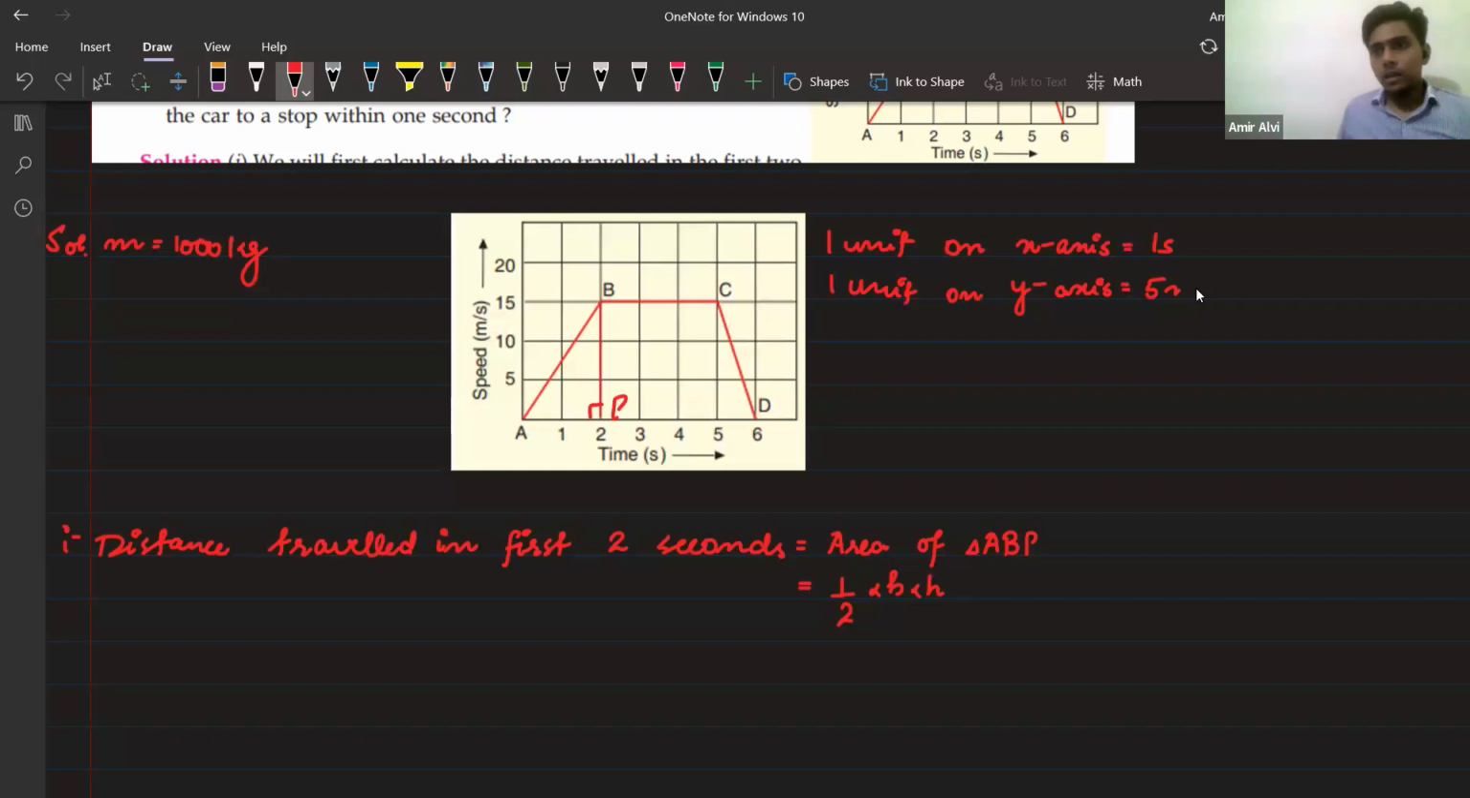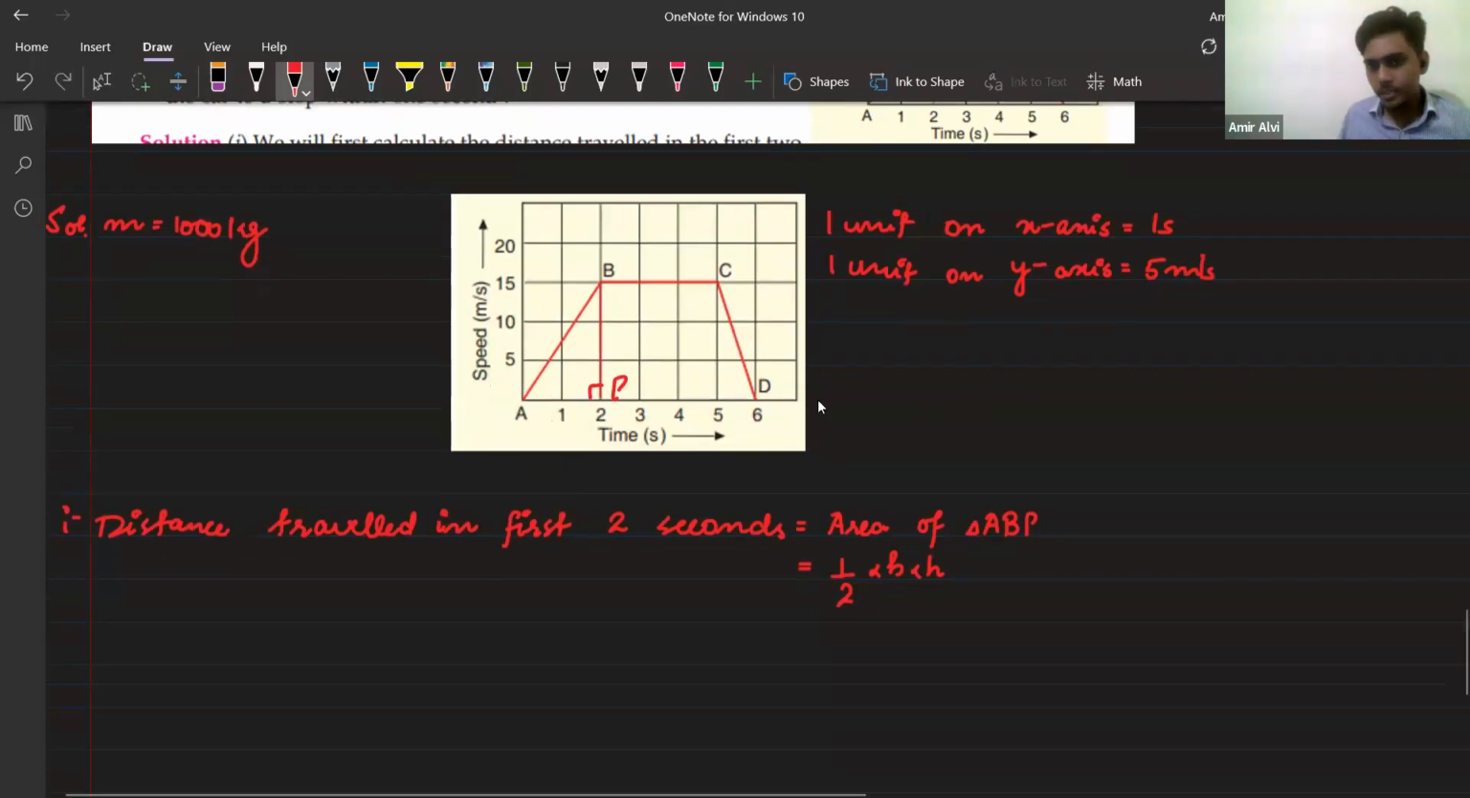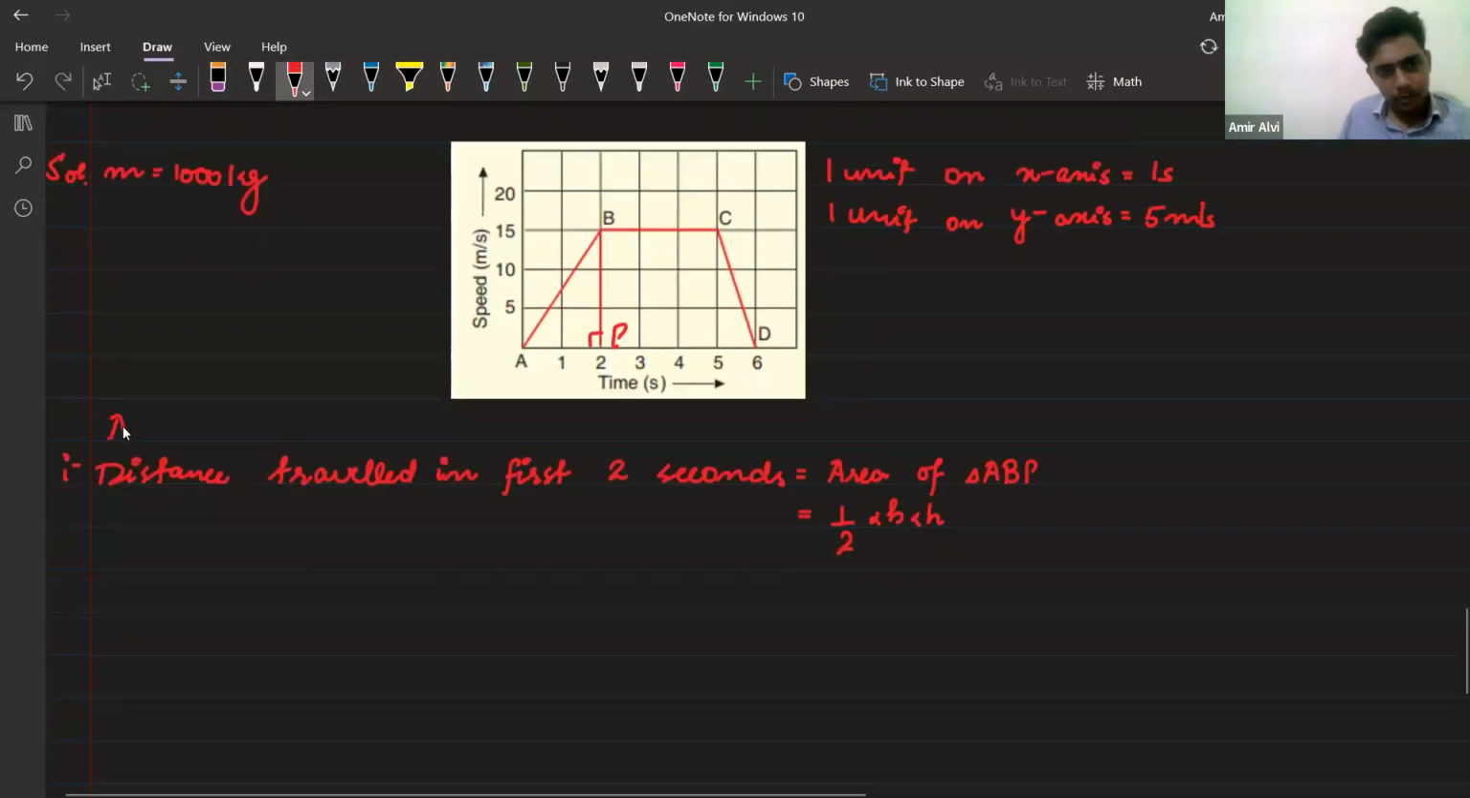Okay. So everyone, you can see this thing. AP is nothing but 2 seconds. AP is your base. Writing it here. AP is 2 seconds. And basically your PB or BP is 15.